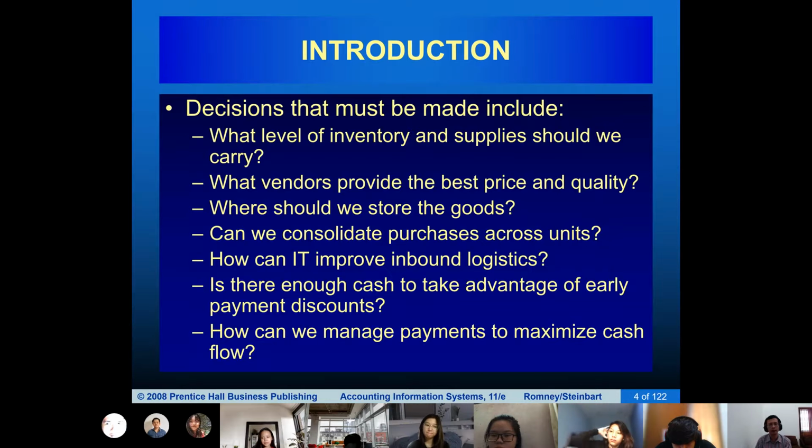Okay. How can IT improve? We'll see that. And is there enough cash to take advantage of early payment discount? And how can we manage payment to maximize cash flow?